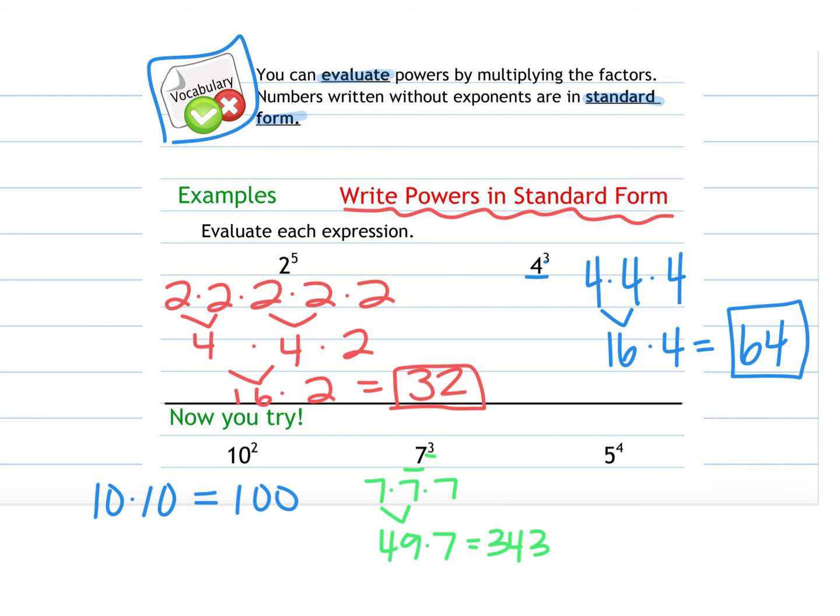And the last one, 5 to the power of 4. Again, that's not 5 times 4. That means 5 four times over. So 5 times 5 is 25. And another 5 times 5 is 25. Now we're going to multiply 25 times 25, which is 625.